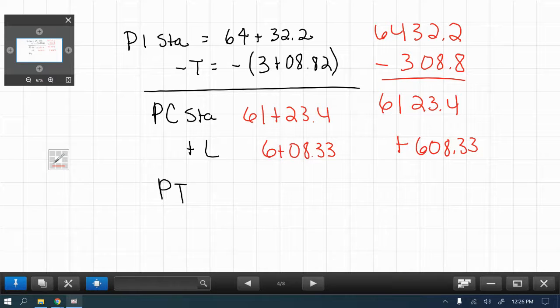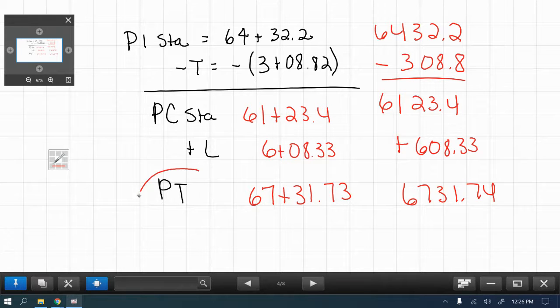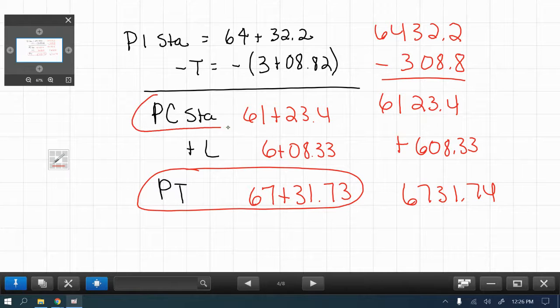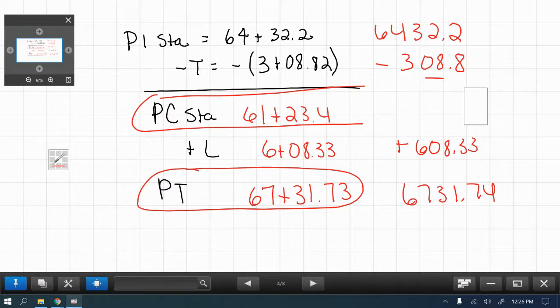And my PT would be 67 plus 31.73. So there's my PT, there's my PC, and now I'm ready to set up the chart.